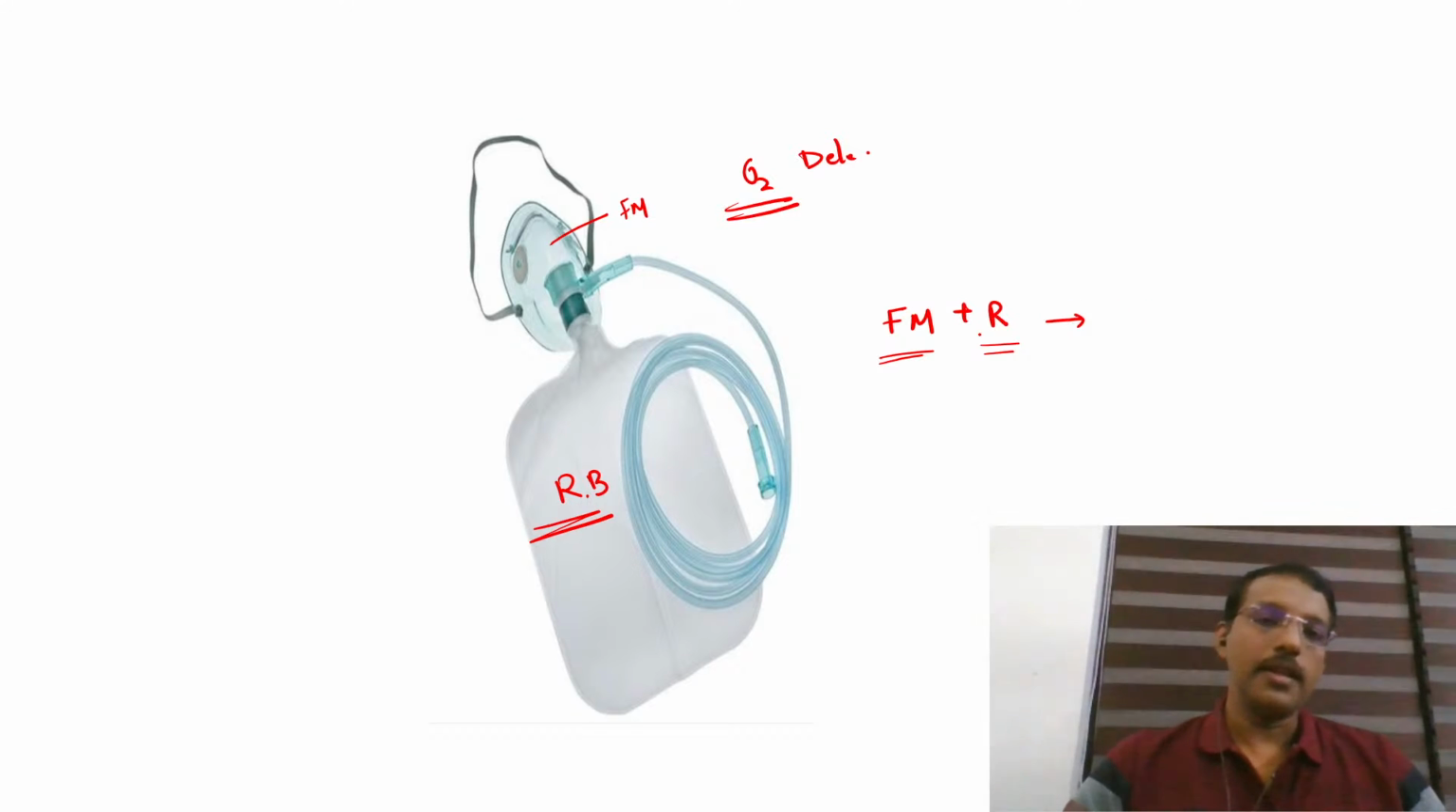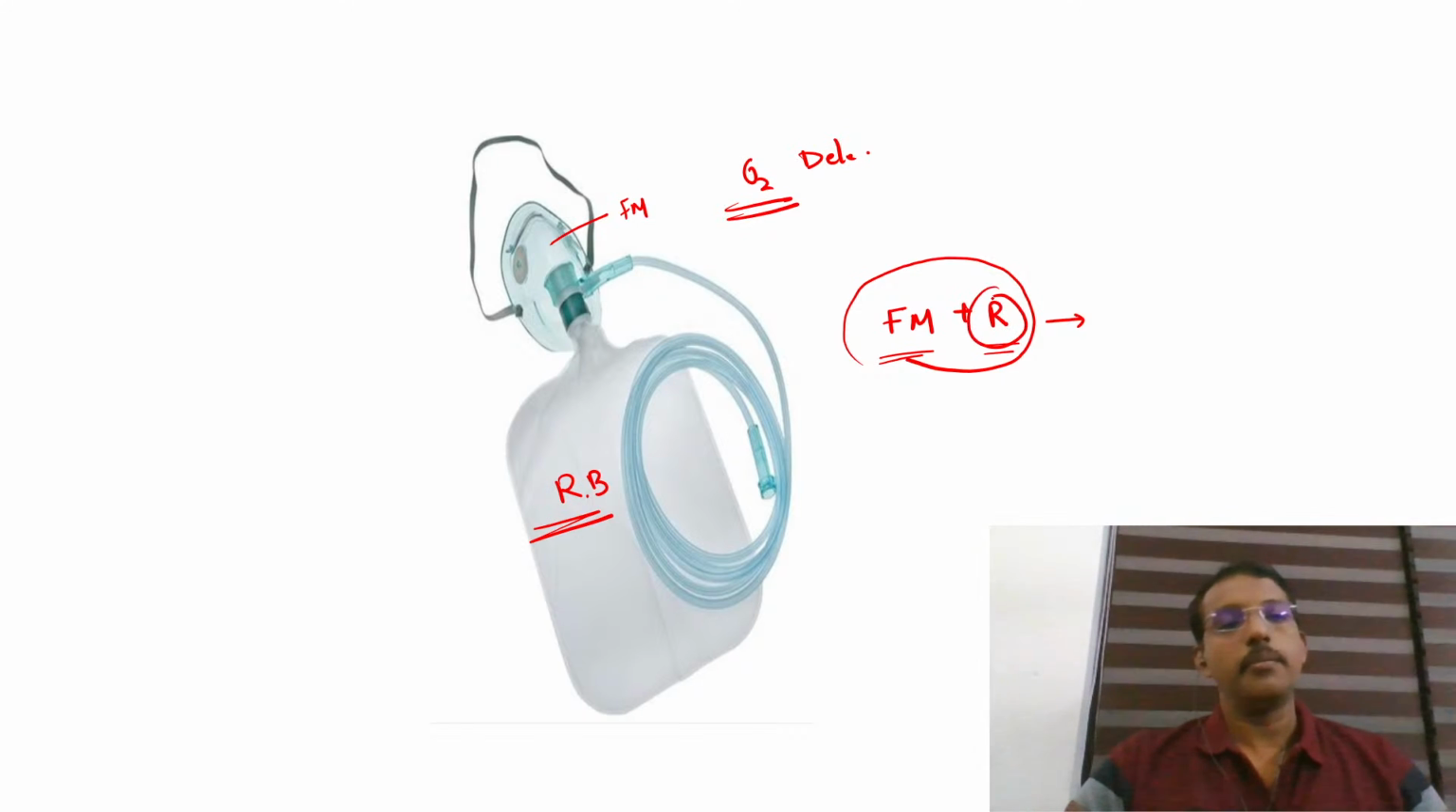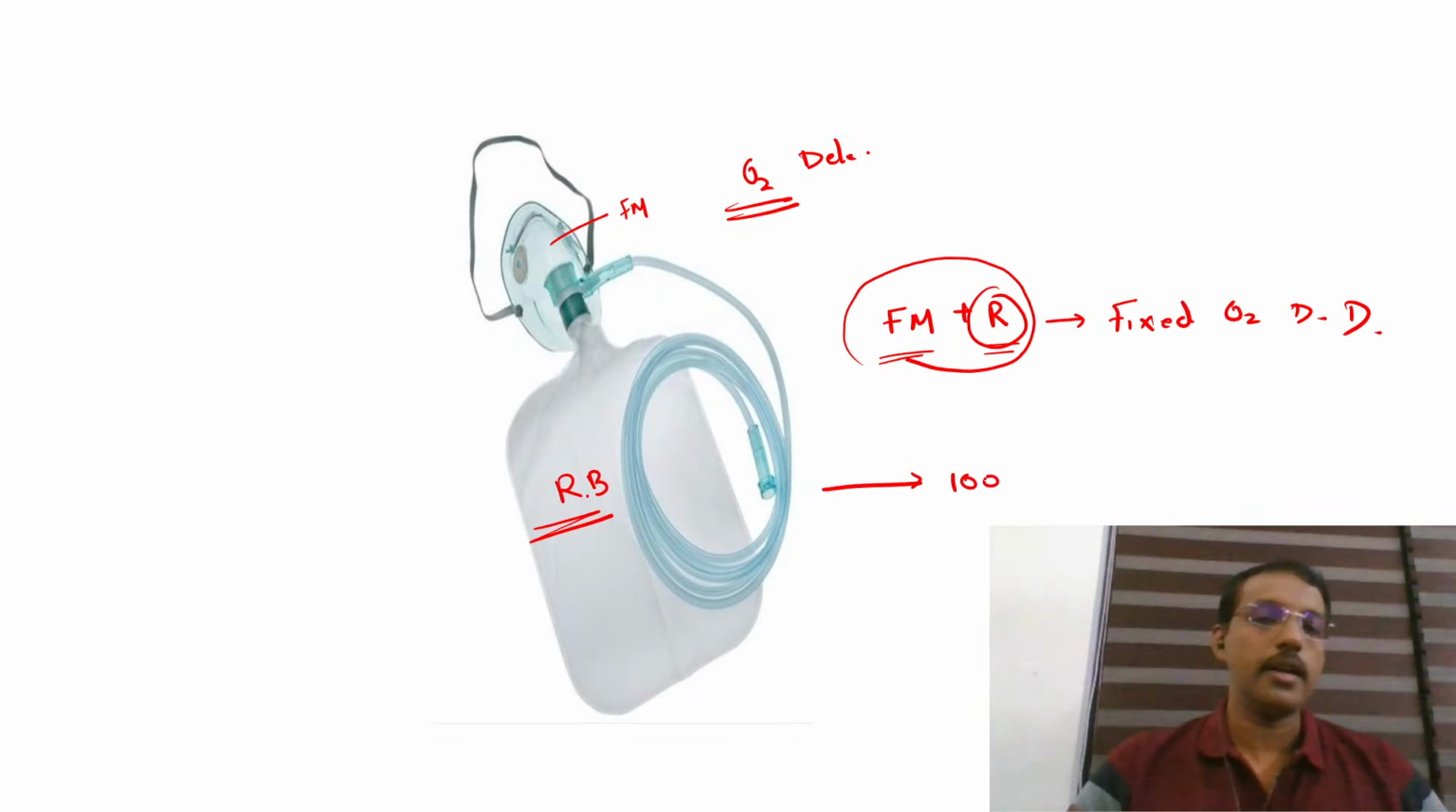Bag and mask. So face mask with reservoir actually becomes a fixed oxygen delivery device. Now there are 2 more questions which you can get. How much can you get at the maximum? This is a device which can provide you 100% FiO2.